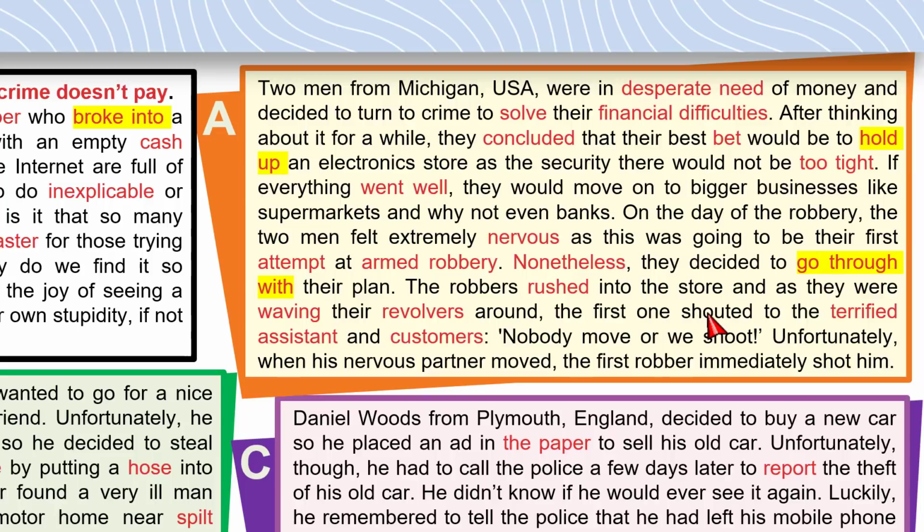The first one shouted to the terrified assistant and customers, terrified, very scared. Assistant, someone who works at the electronics store or any store, and customers, people who are shopping and buying things. Nobody move or we shoot. Unfortunately, when his nervous partner moved, the first robber immediately shot him. He shot his own partner because he moved. He was very nervous. He couldn't focus on what he was doing.